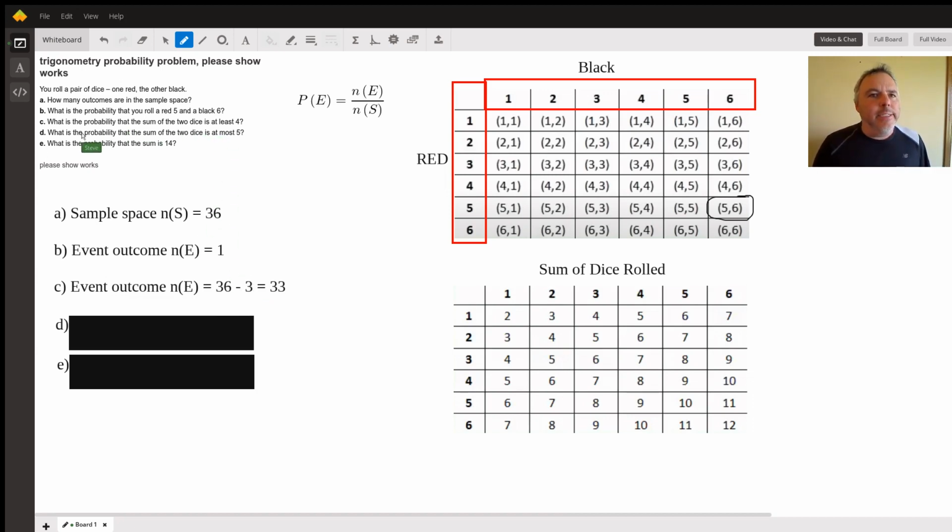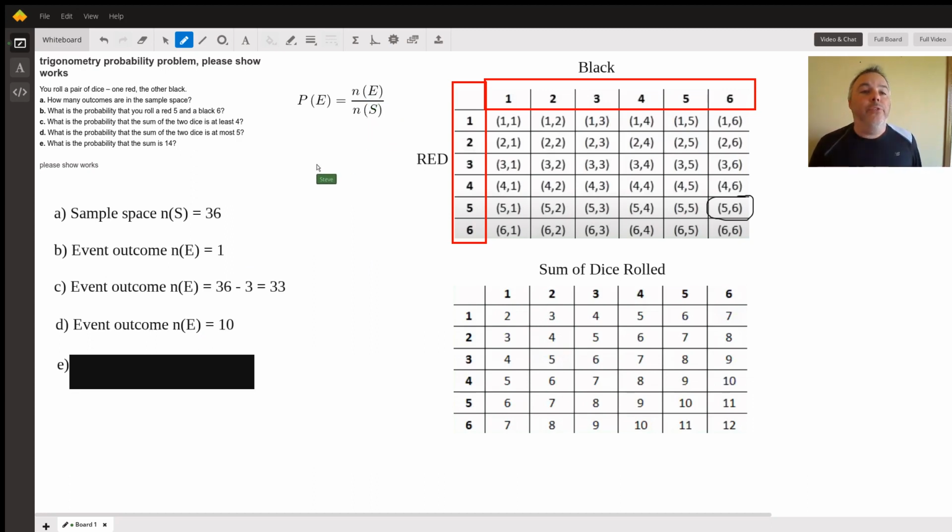Okay, part D here, what this is saying is the probability that the sum of the two dice is at most 5. So it could be 2, 3, 4, or 5. So again, what we could do is essentially go through these and count all of these outcomes. And if we do, we can see it's 1, 2, 3, 4, 5, 6, 7, 8, 9, and 10 successful outcomes where it is at most 5. And so remember, this is just the numerator, so the final result would be 10 over 36. And again, a hint, you can reduce that if you divide both by 2.